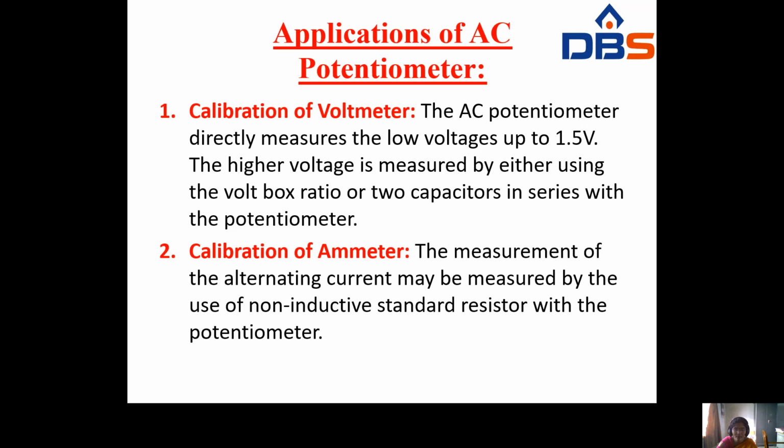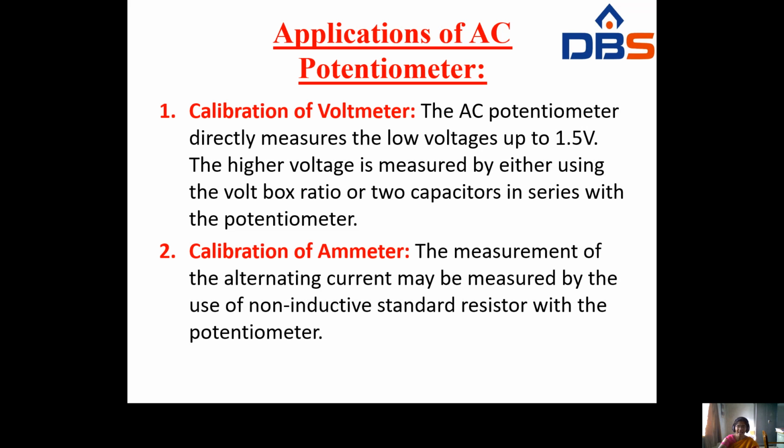The higher voltage is measured by either using the volt ratio box or two capacitors in series with the potentiometer. Whenever you have to find higher voltages, that voltage is measured by using the volt ratio box or two capacitors in series with the potentiometer. So you connect the two capacitors or volt ratio box in series, and by using this you can find the high voltage value with the AC potentiometer.